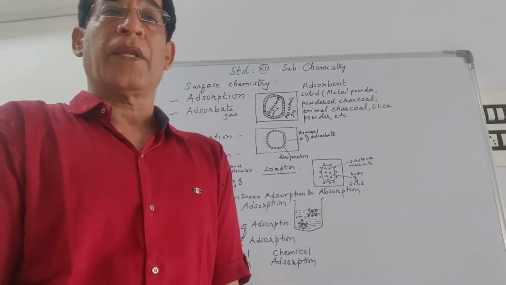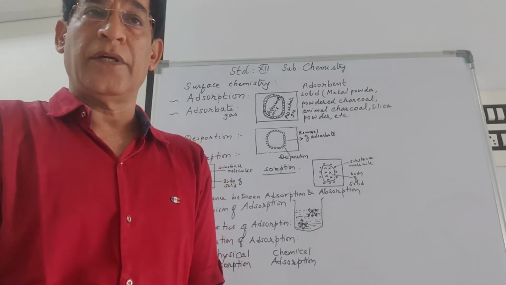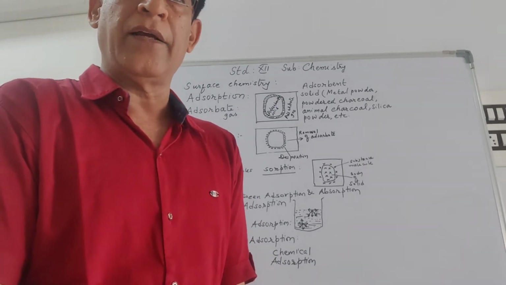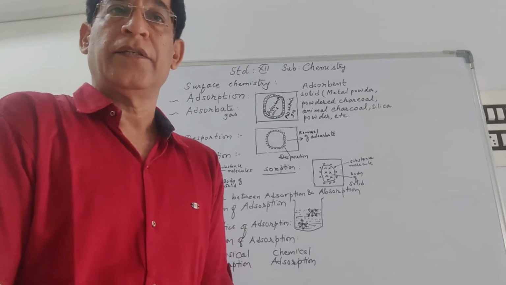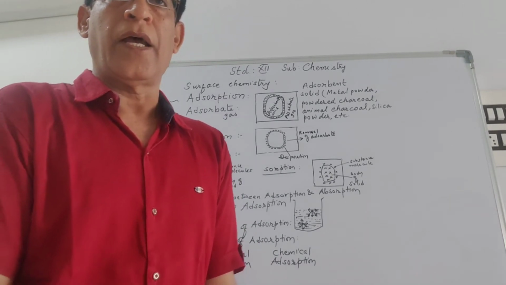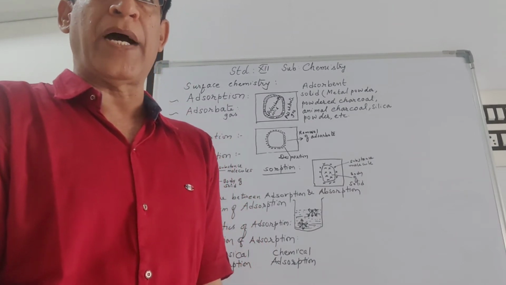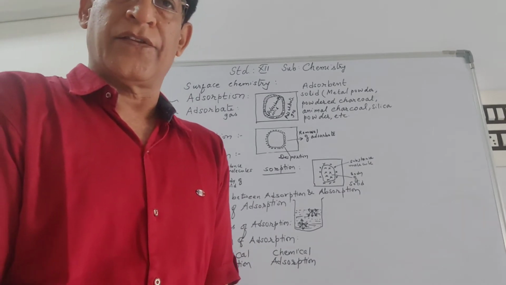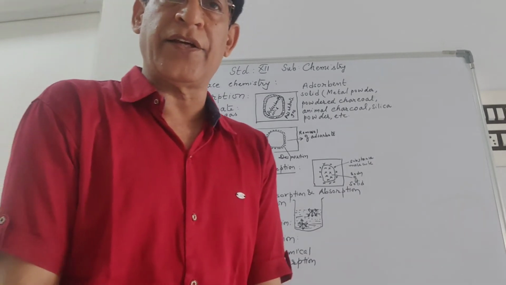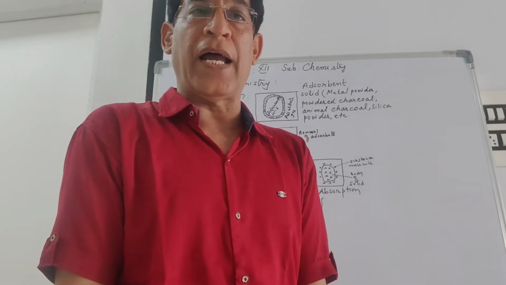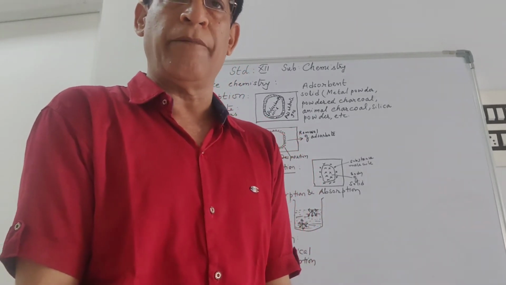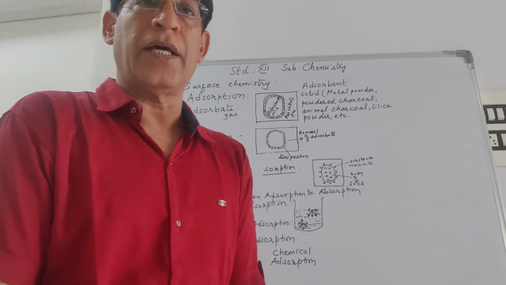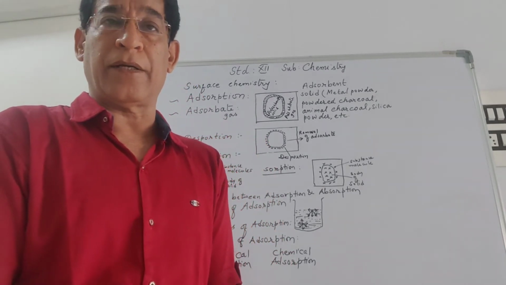Examples of adsorption. First, water vapors are adsorbed by calcium chloride. Second example, ammonia is adsorbed by charcoal. Next, decolorization of sugar solution by activated or animal charcoal. And another example, ink is adsorbed by blotting paper.